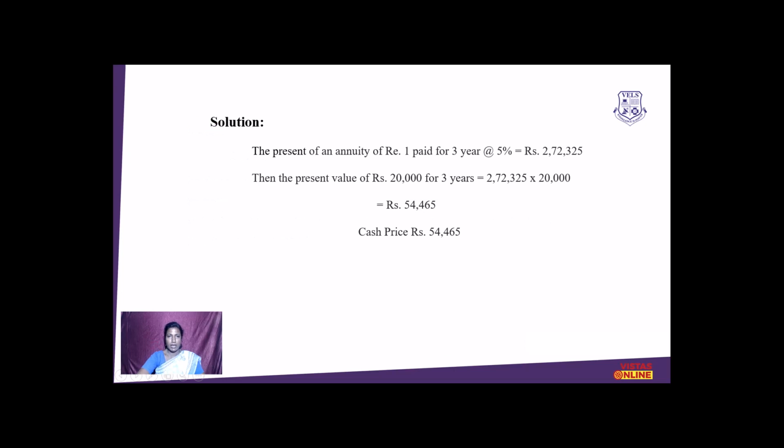The present value of annuity of rupees 1 paid for 3 years at 5%: the 5% value is 2.72325. Then the present value of rupees 20,000 for 3 years equals 2.72325 into 20,000. The present value is 54,465. So the cash price is 54,465.